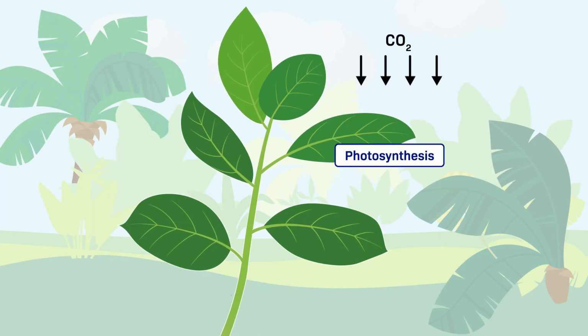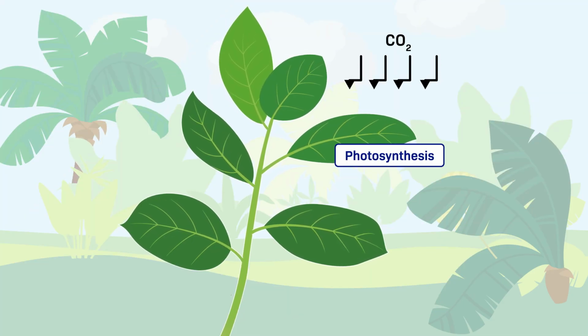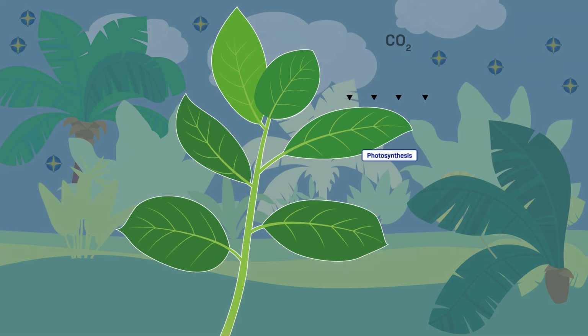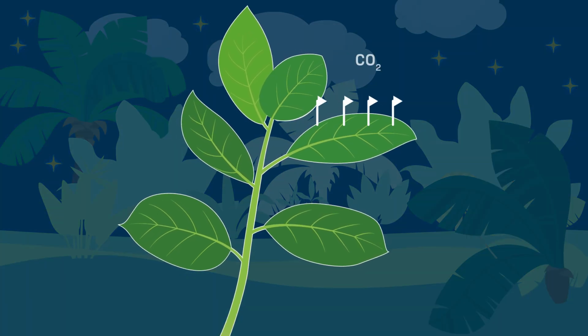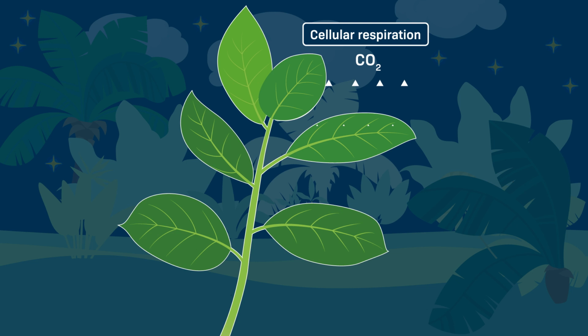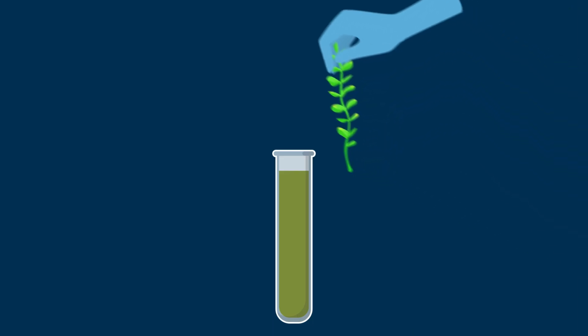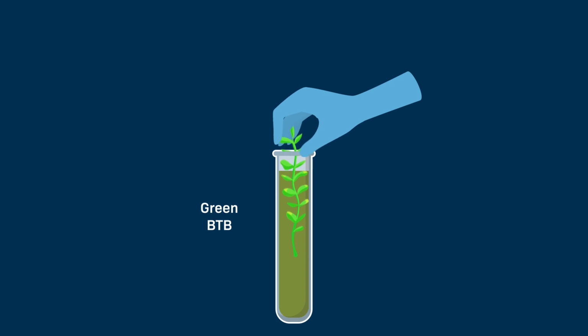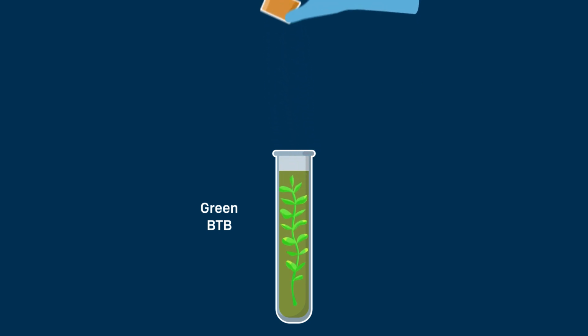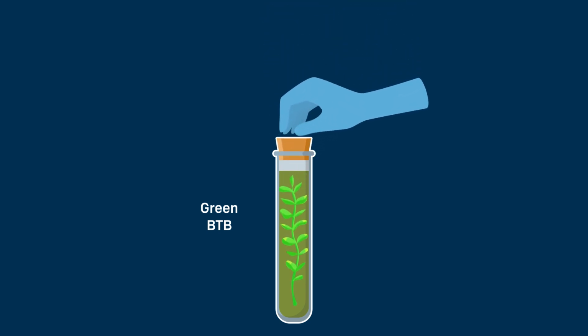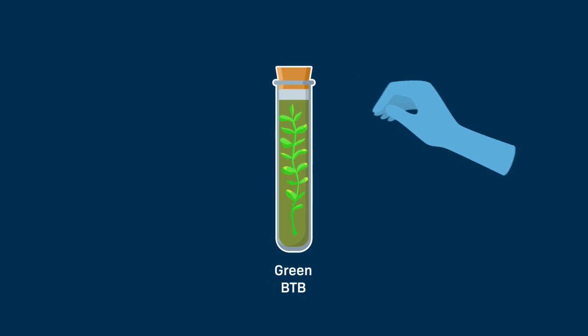You already know that plants use carbon dioxide for photosynthesis, but they also release carbon dioxide during cellular respiration, just like animals. By placing a plant inside a tube of green BTB, you can observe a color change in the solution whenever photosynthesis or cellular respiration occurs.